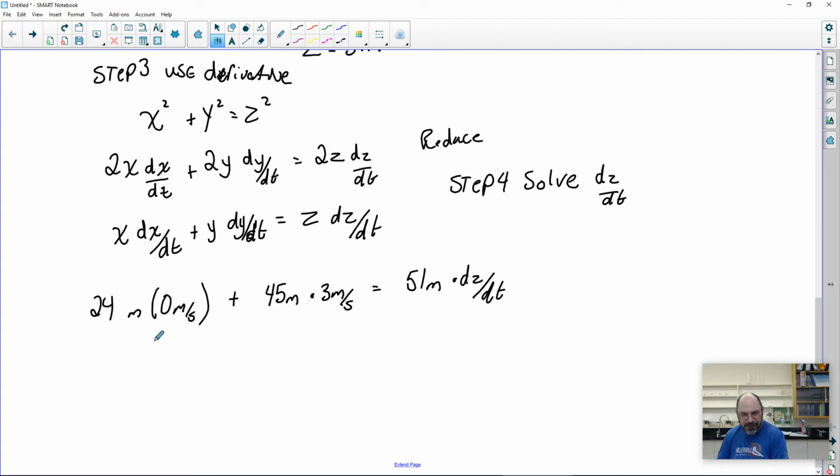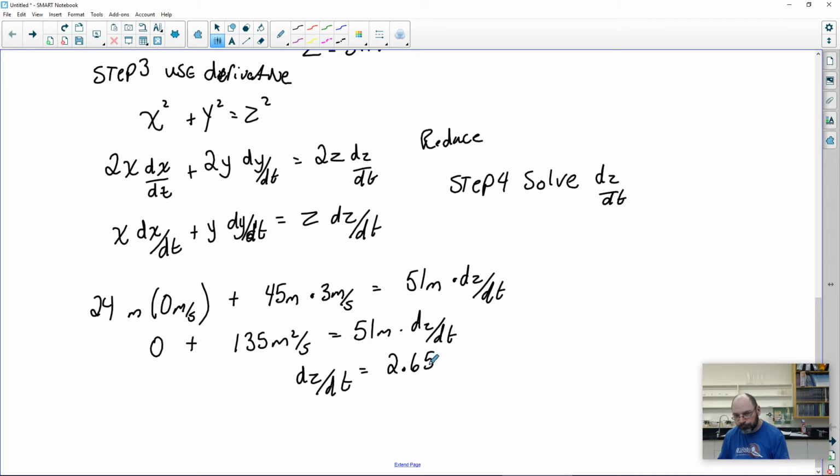Okay, because 51 was what we calculated at that particular moment in time. So this is 0 plus 45 times 3, that's 135 meters squared per second equals 51 meters dz/dt. Okay, and then we're going to divide that 135 by 51 to get 2.65 meters per second. And it's growing because it's positive. And that is the rate at which they are growing apart from each other along that hypotenuse. Okay.